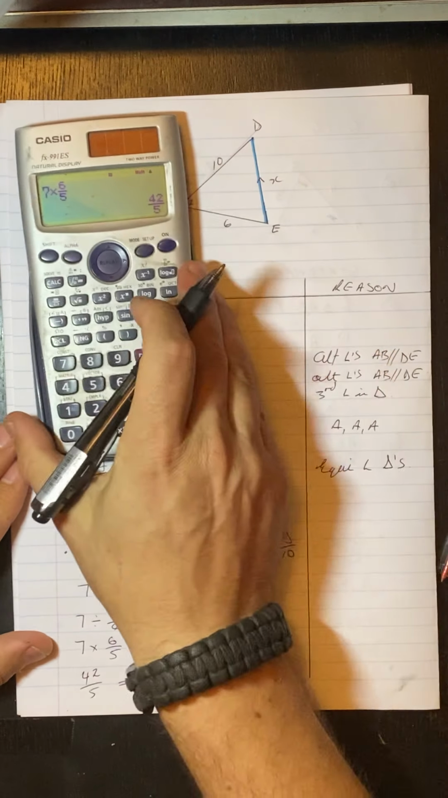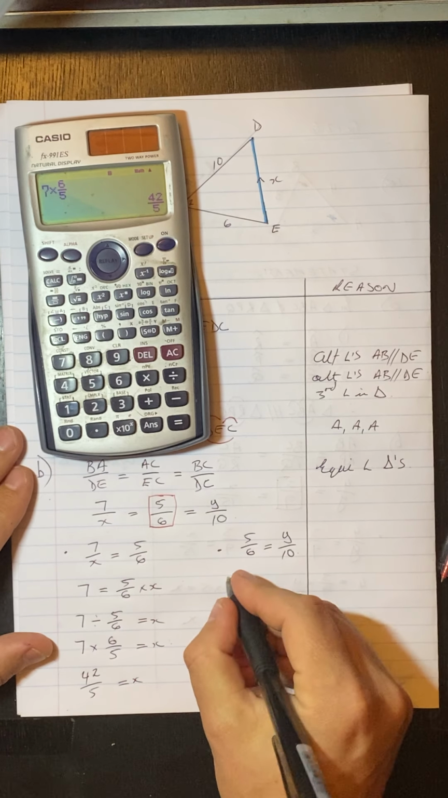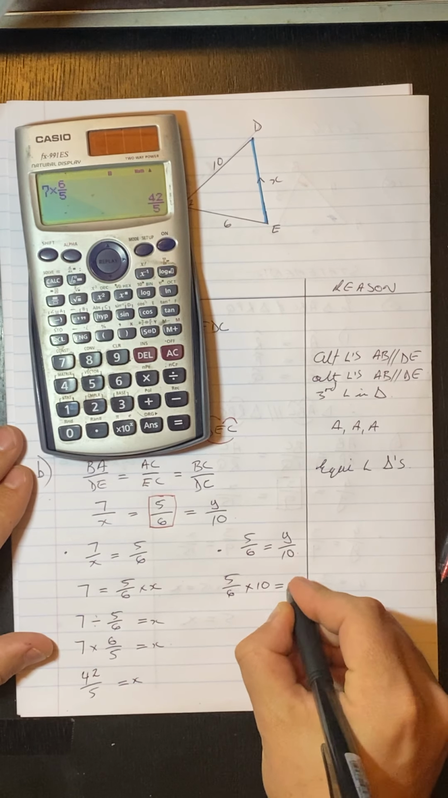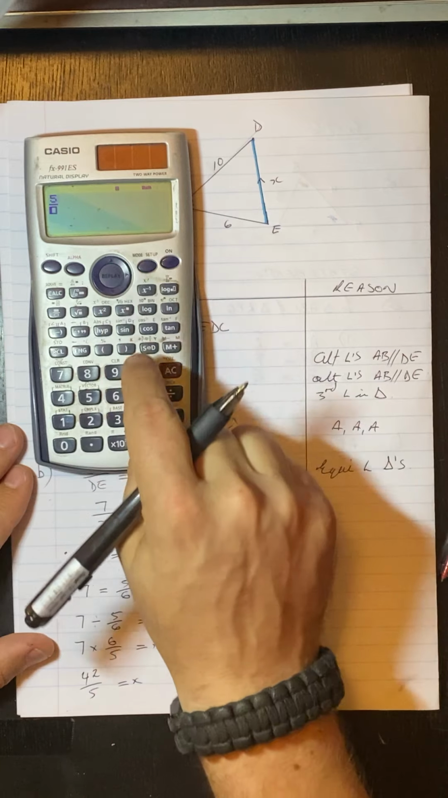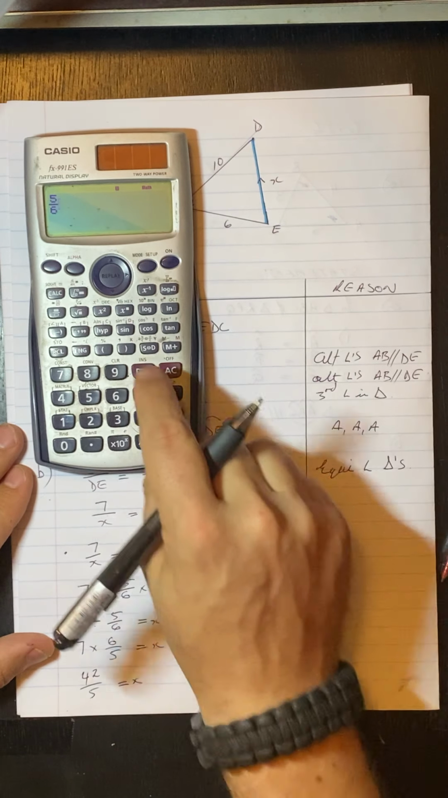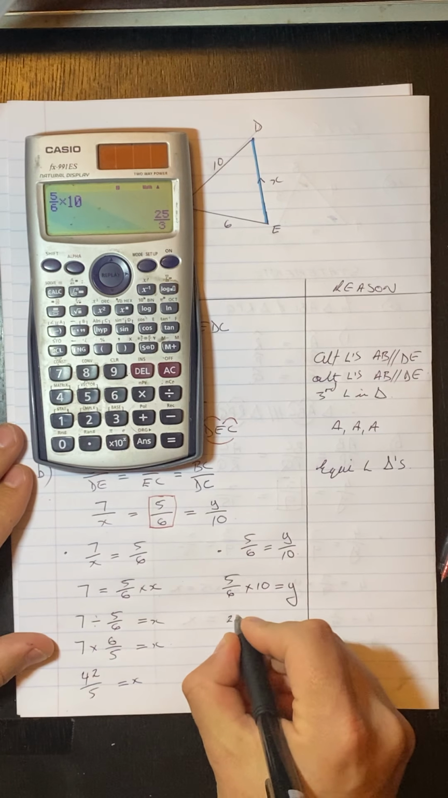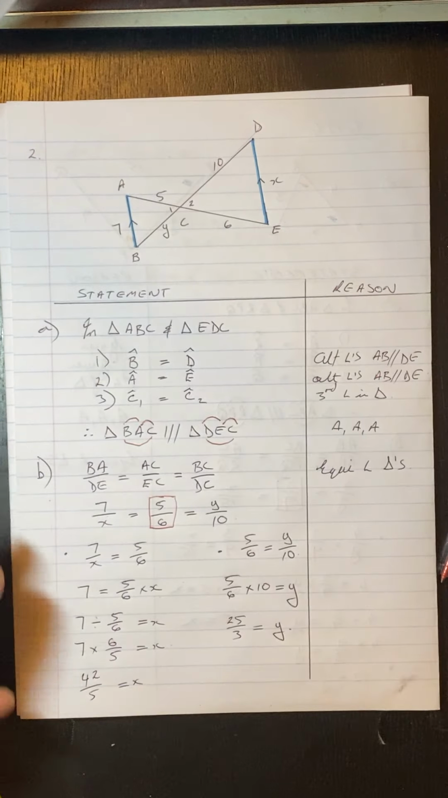That's perfectly fine. Okay. Over here, to get the Y on its own, I multiply up by 10. So we get 5 over 6 times 10 equals Y. We can put that on the calculator now. 5 over 6 multiplied by 10, and we get 25 over 3 equals Y. And we solve for the X and the Y.